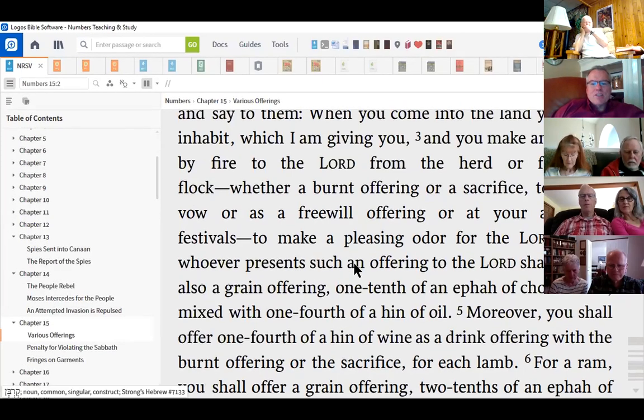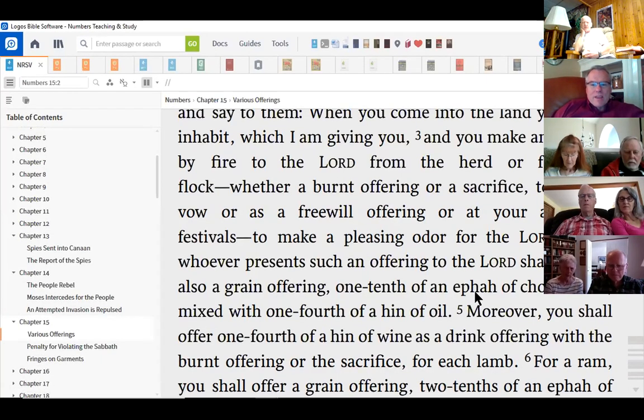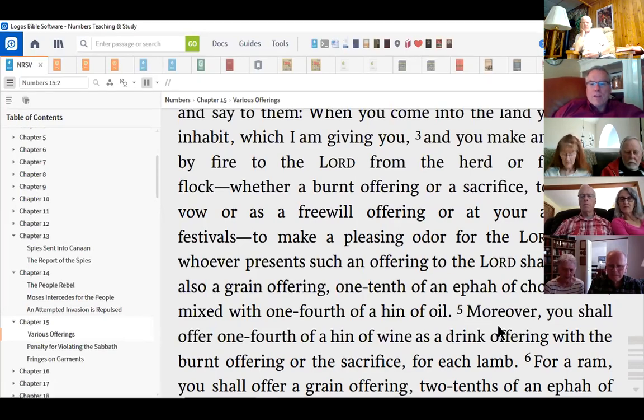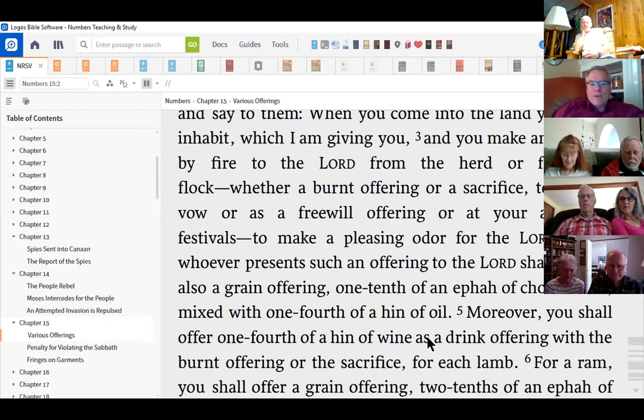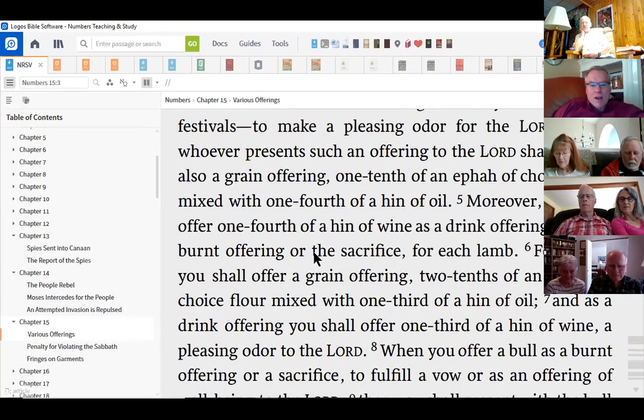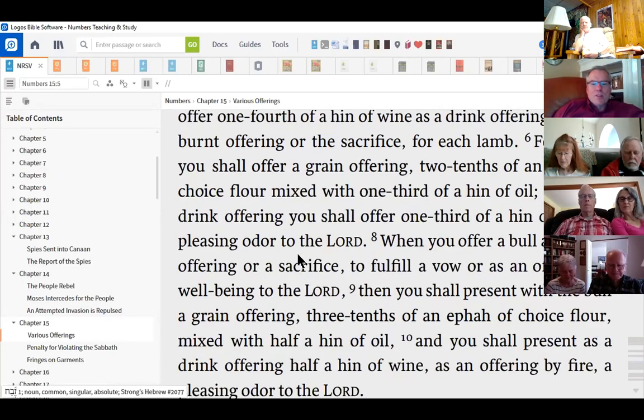Then whoever presents such an offering to the Lord shall present also a grain offering, 1/10 of an ephah of choice flour, mixed with 1/4 of a hin of oil. Moreover, you shall offer 1/4 of a hin of wine as a drink offering with the burnt offering or sacrifice for each lamb. For a ram, you shall offer a grain offering, 2/10 of an ephah of choice flour mixed with 1/3 of a hin of oil. And as a drink offering, you shall offer 1/3 of a hin of wine, and a pleasing odor to the Lord."